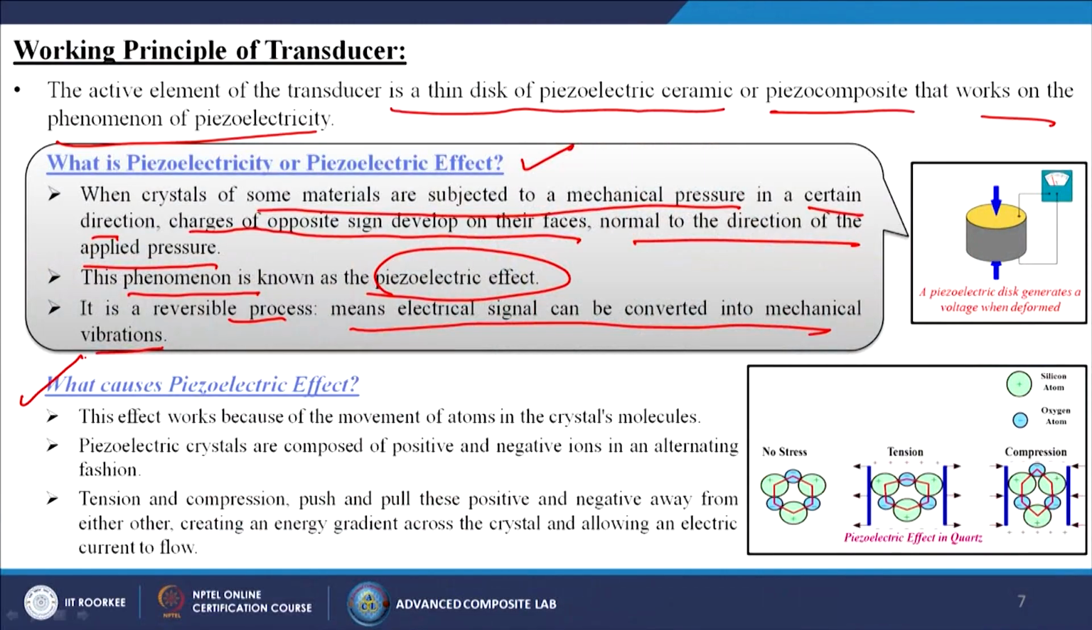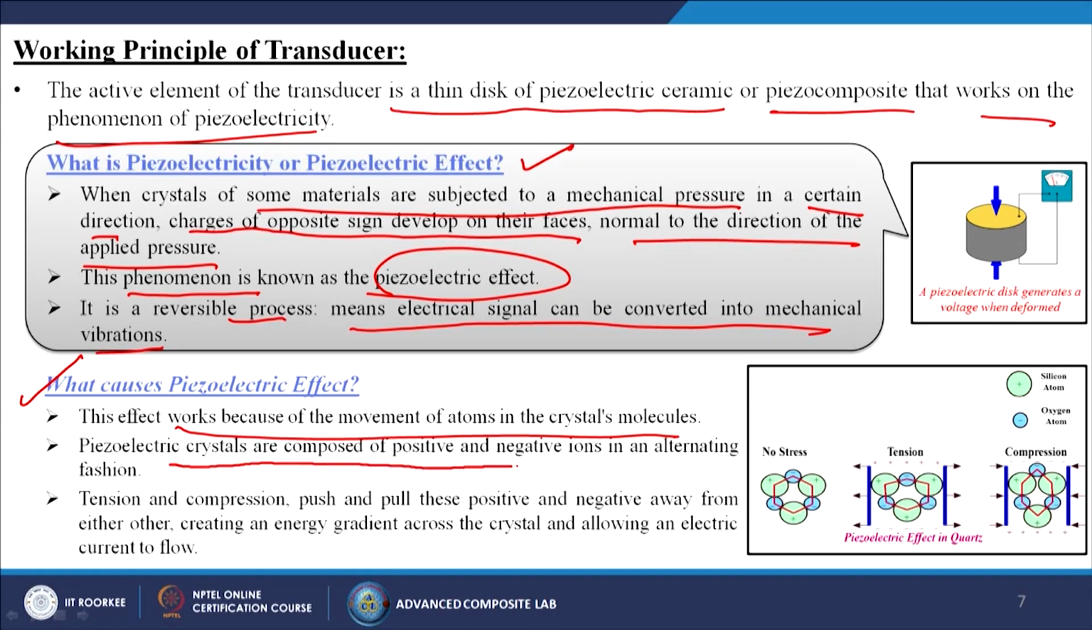What causes the piezoelectric effect? This effect works because of the movement of the atoms in the crystal molecules. Simply, the atoms will vibrate within their lattice parameter. Piezoelectric crystals are composed of positive and negative ions in an alternating fashion. Tensions and compressions push and pull these positive and negative ions away from each other, creating an energy gradient across the crystal and allowing an electric current to flow. So, in this particular case you can see this is very compactly bonded.